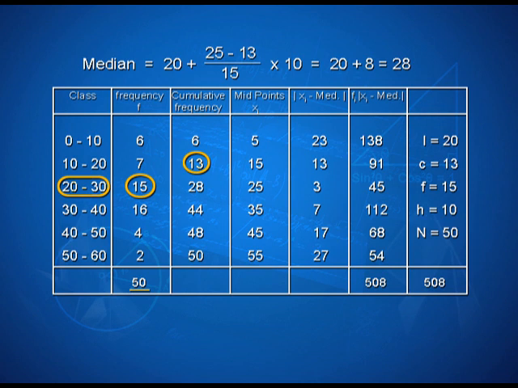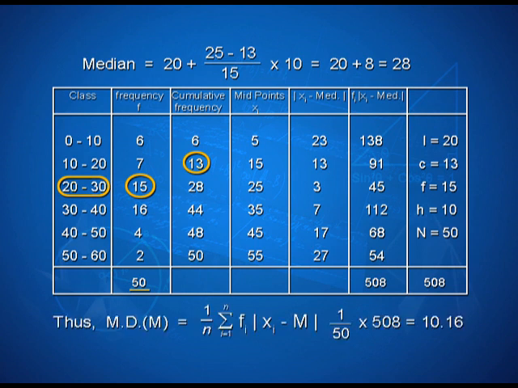Now, by taking the difference of xi minus median, we get the following entries here. Then we calculate the product of frequencies and the difference of xi minus median. So, we get these here and we find the total of these, that is 508 in this case. So, using the formula for mean deviation about median, we have 1 upon n into summation i ranging from 1 to n fi into absolute value of xi minus M. Substituting the values, we get 1 upon 50 into 508, that is 10.16. Therefore, the mean deviation is 10.16.